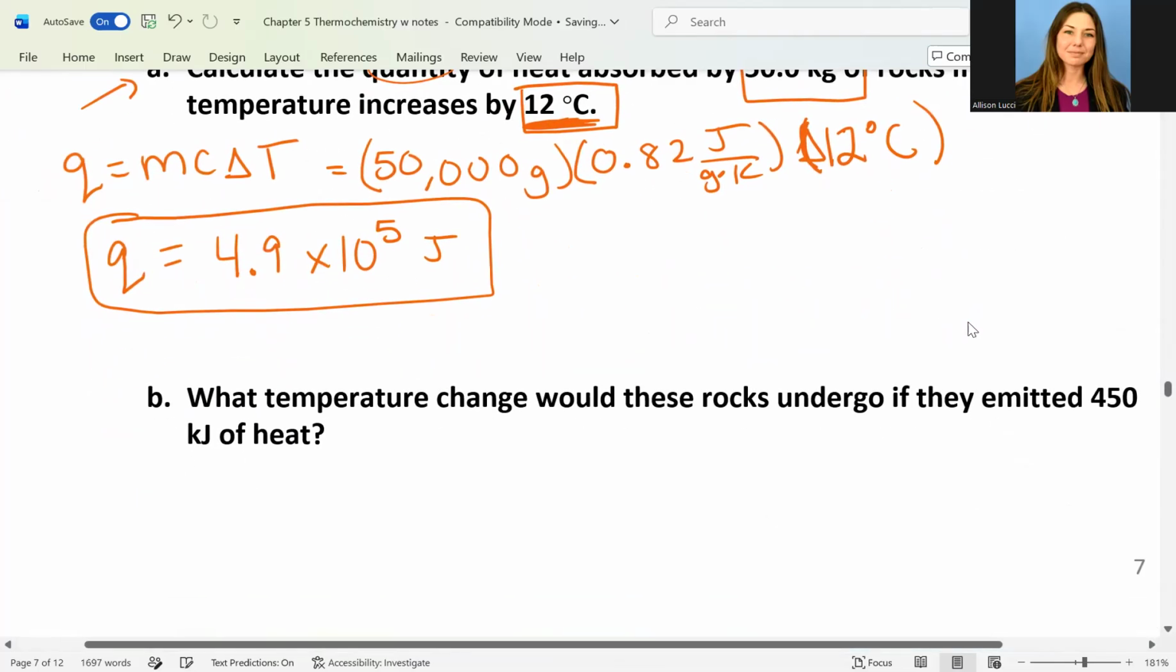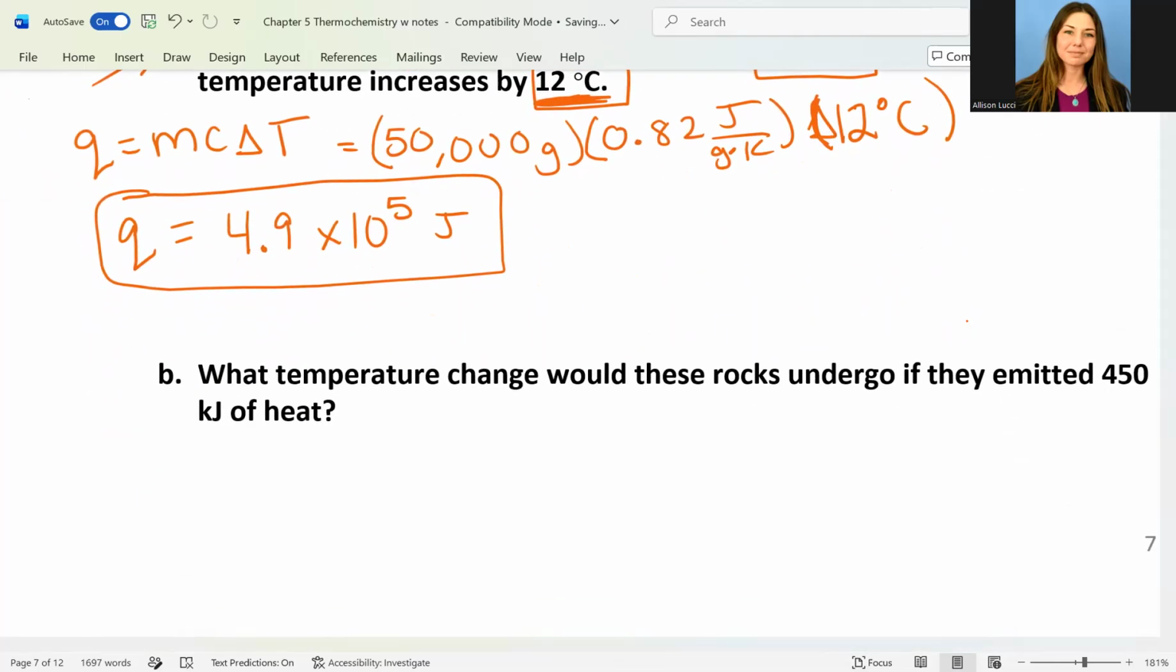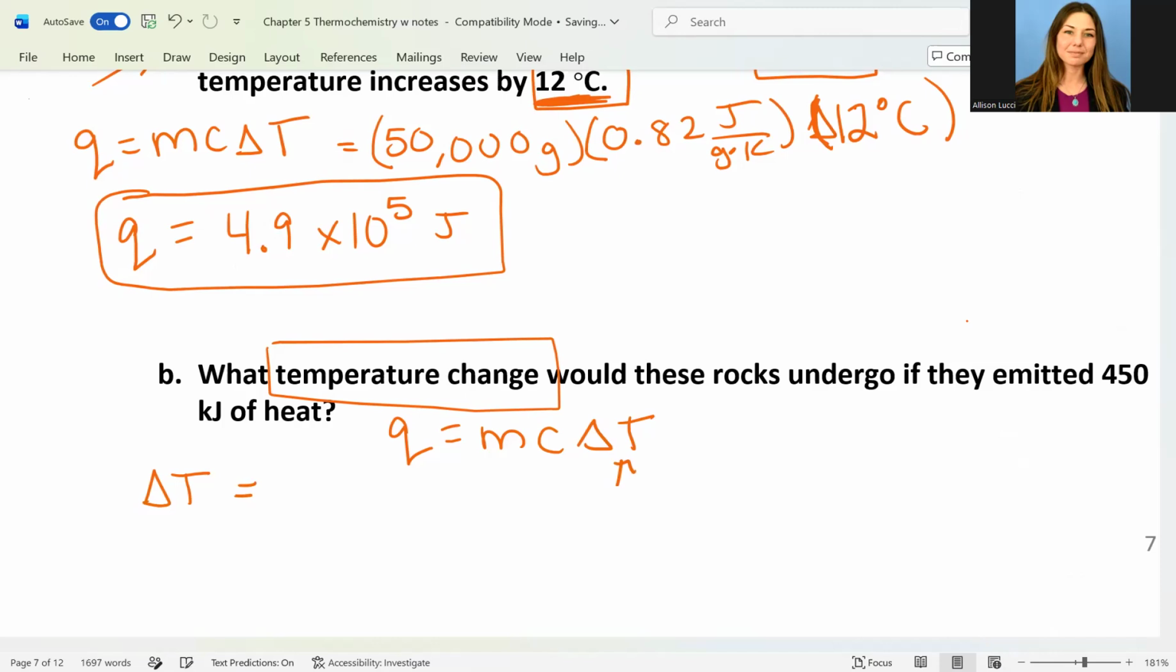Then in part B, we're asked to find a temperature change. So now we're asked to solve for delta T, but we're going to use the same equation. We're just going to rearrange it. Here's that original form again, Q equals mc delta T. If we want to solve for delta T, we're going to end up dividing Q by m times C. So let's plug in those values.